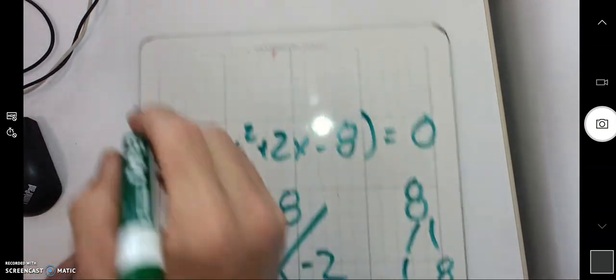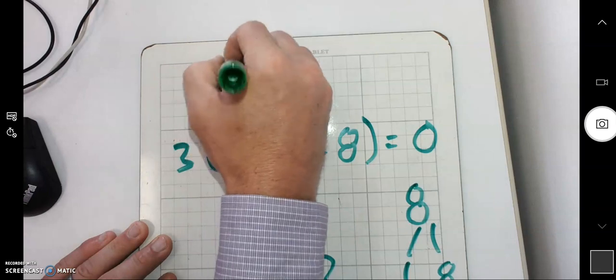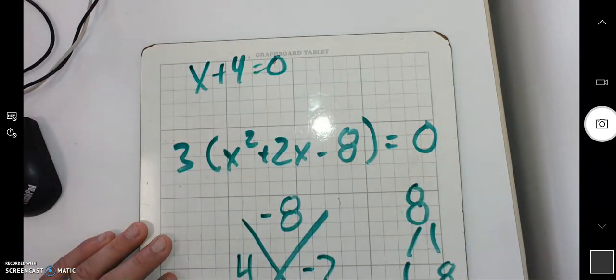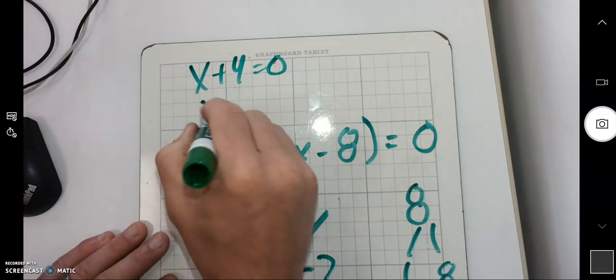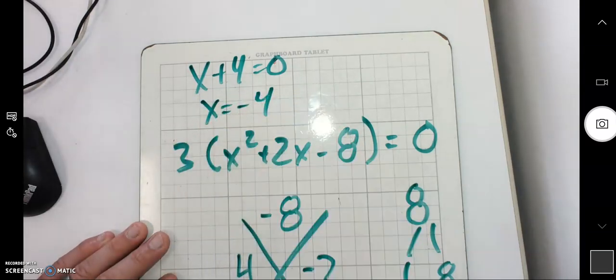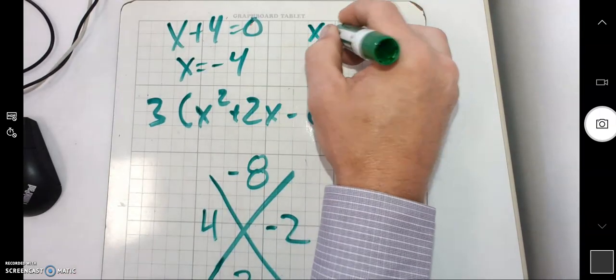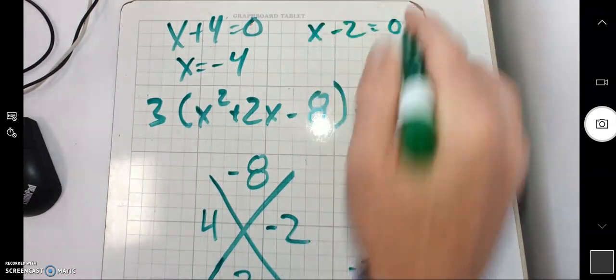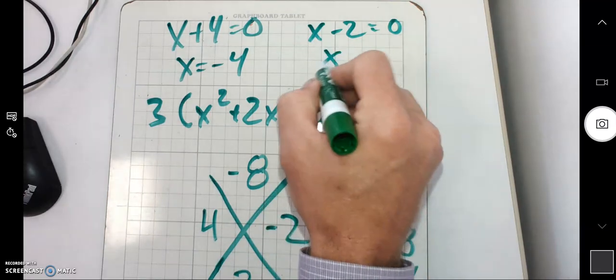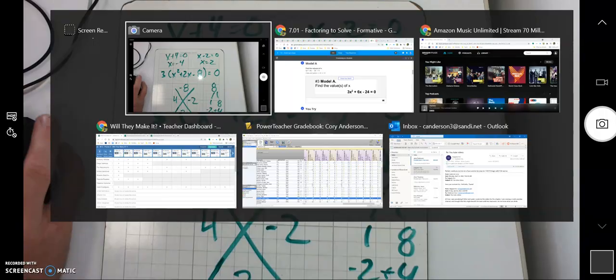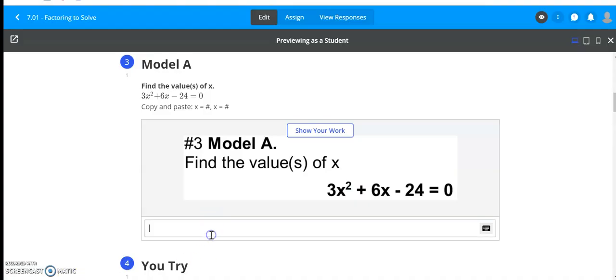So when it's x plus 4, you set it equal to 0. We subtract 4 from both sides. X equals negative 4. And then the same thing with the x minus 2 down here. So x minus 2 equals 0. We add 2 to both sides, and we end up getting x is equal to 2. So our answers are x equals negative 4 and positive 2.